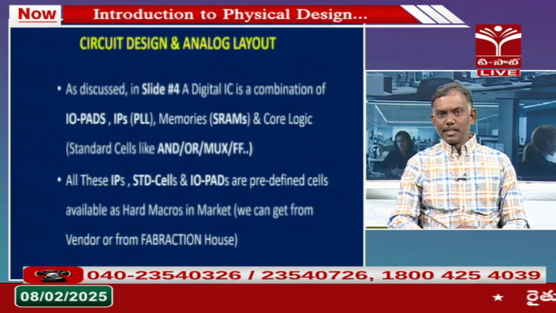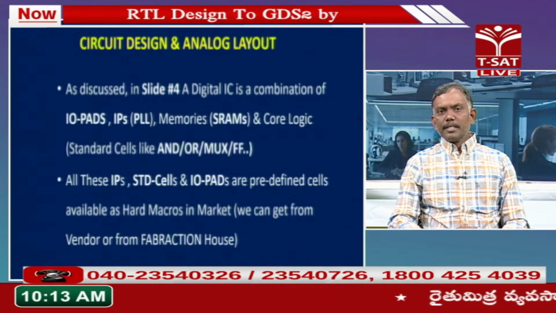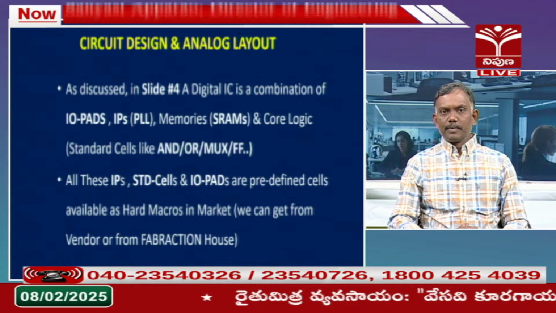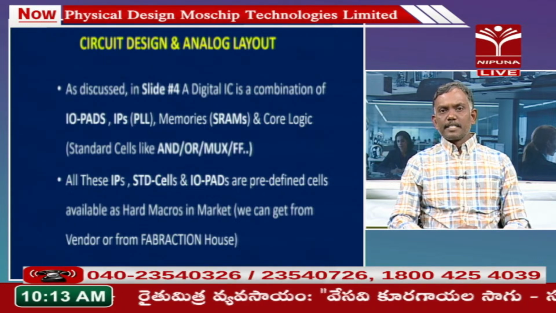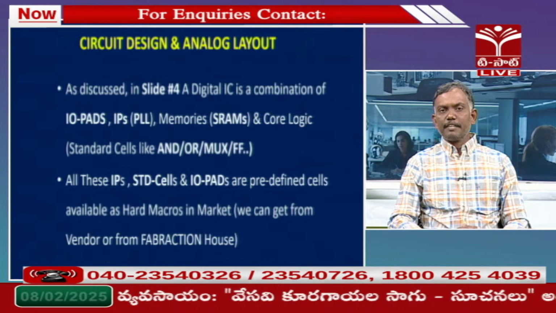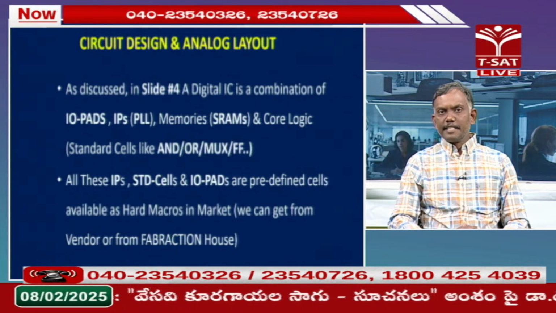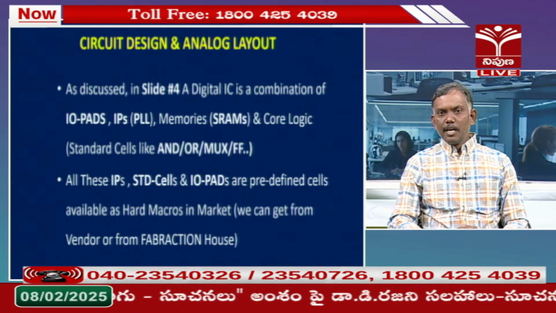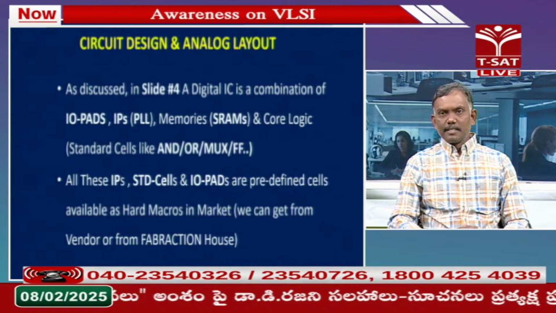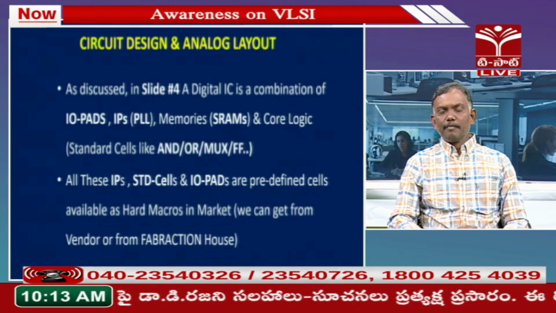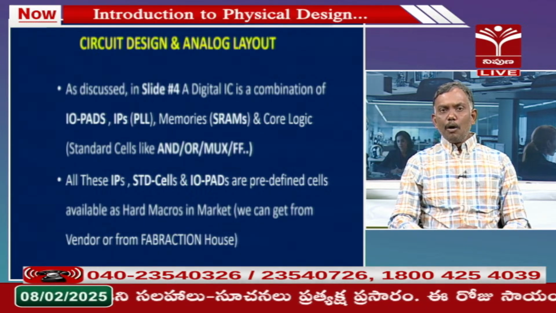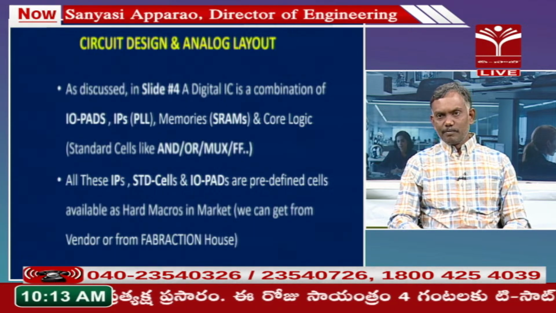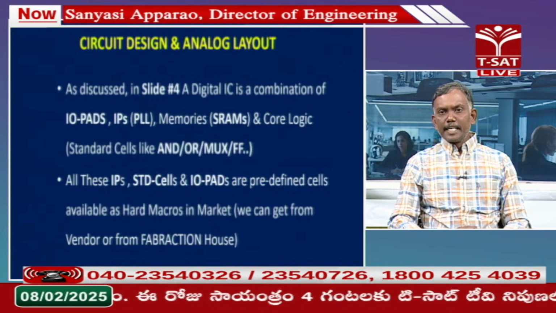Before going to the next stage, let me talk about the role of the analog team, analog design and analog layout. If you recollect slide number 4, we discussed the different components of an IC: IO pads, IPs, SRAMs, standard cells. All these are predefined cells available in the market for a particular technology node. All these IPs and standard cells will be prepared by our analog team for a particular technology.